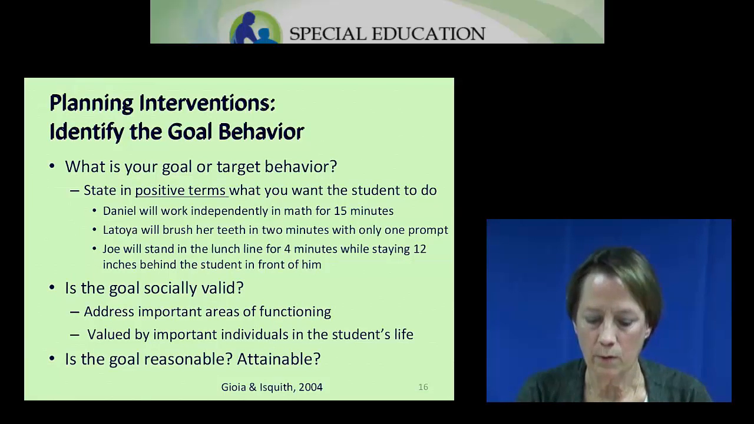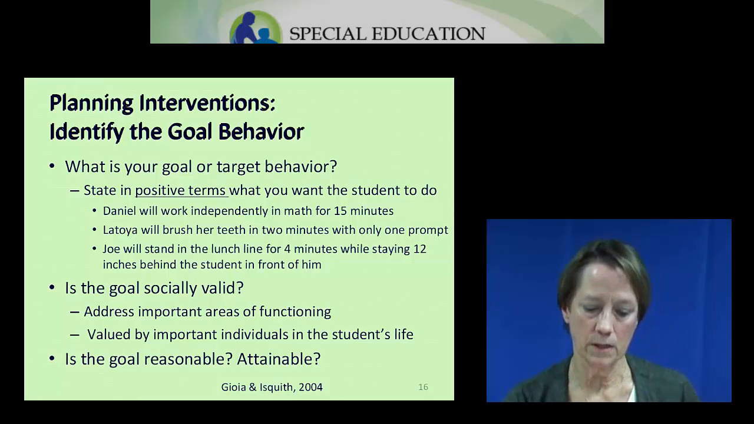So there are 3 things we want to remember now as we try to identify a goal for Dan. First of all, we want to look at the specific goal and target behavior, and we want to define them in positive terms. So for example, Dan will work independently for 15 minutes in math, or LaToya will brush her teeth in 2 minutes with only 1 prompt. Secondly, we want to think about, is the goal socially valid? Does it actually address something that's important that we want to bring about in the student's life? And then finally, is the goal reasonable? Can the student actually attain this goal?